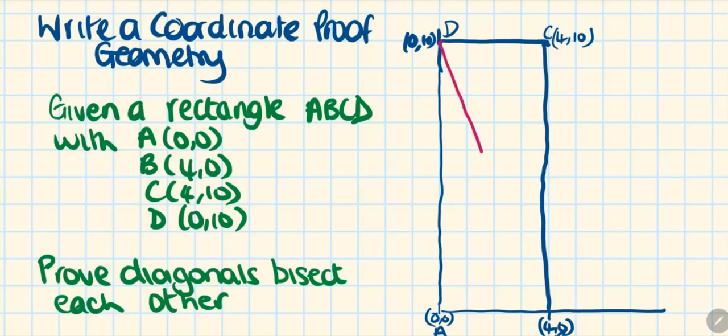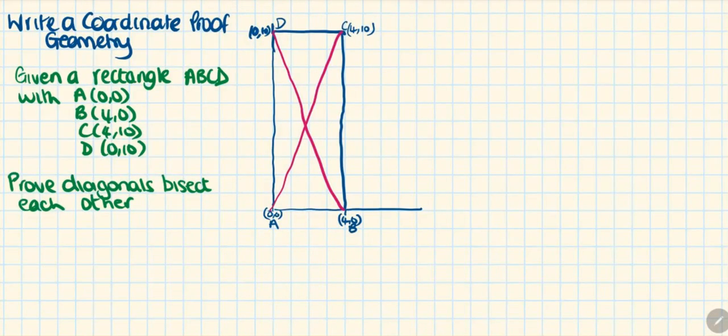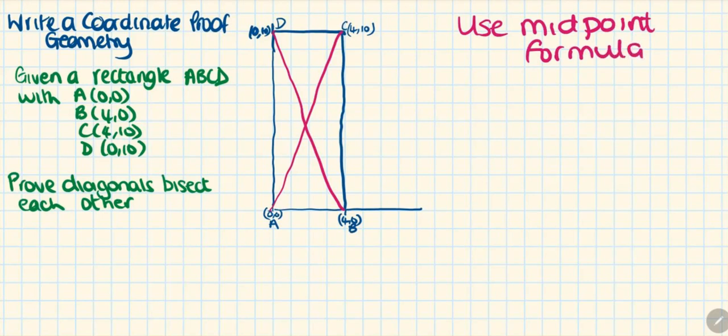This means that these diagonals bisect. So this is what we're going to do. We're going to use what's called the midpoint formula. We can prove that this line here and this line here meet at the midpoint here. So the midpoint, we're going to look at AC. We're looking for this point here.